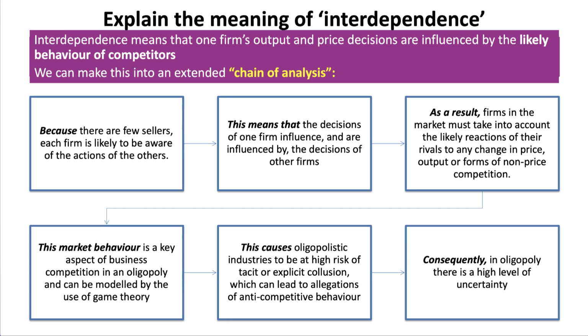And as a result, firms in the market must take into account the likely reactions of their rivals to any change in price, output, or forms of non-price competition. This might be advertising and branding, for example. This market behaviour is a key aspect of business competition in an oligopoly and can be modelled by the use of game theory. This causes oligopolistic industries to be at high risk of tacit or explicit collusion, which can lead to allegations of anti-competitive behaviour. And consequently, in an oligopoly, there is a high level of uncertainty. So this is a chain of analysis that explains the meaning of the term interdependence, which is of course one of our key features of this market structure.